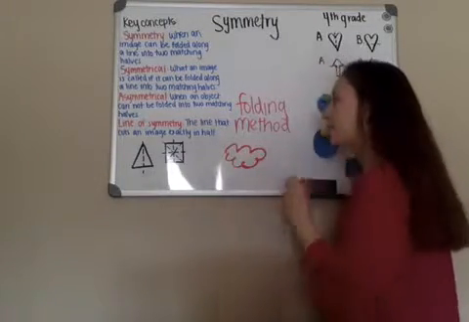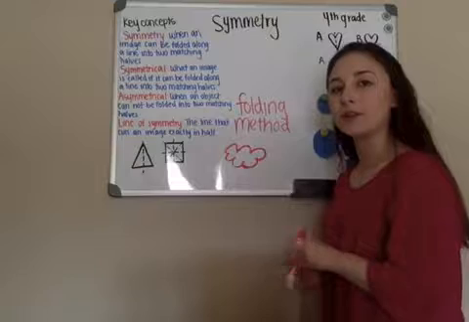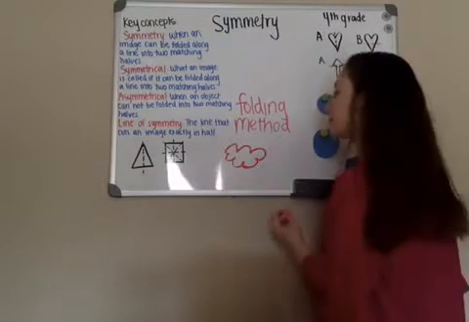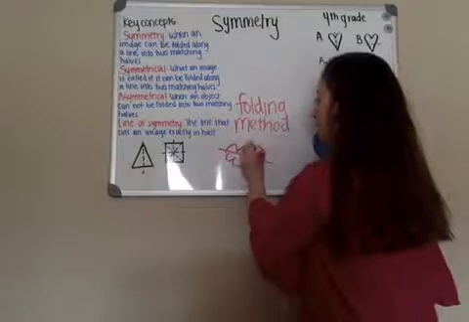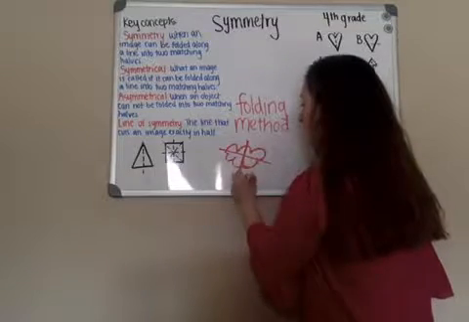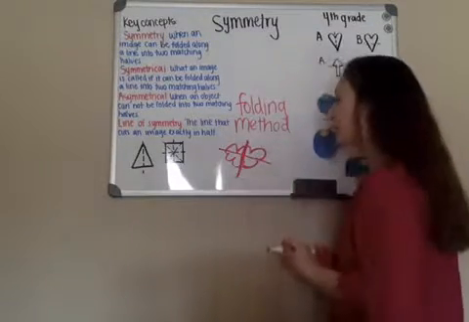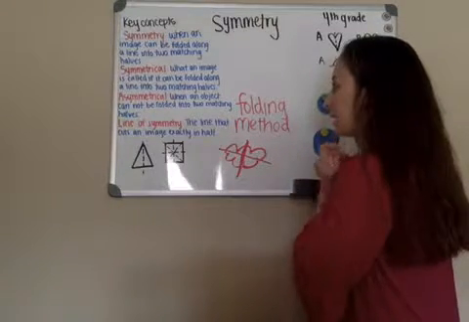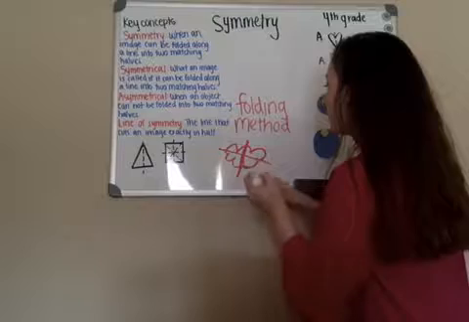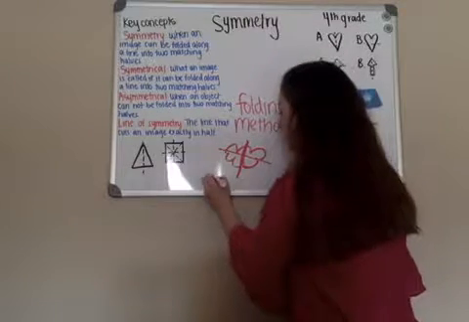Is there any way that we can fold it that will give us two halves that are exactly the same? No. If we folded it this way, those two halves wouldn't be the same. If we folded it this way, those two halves wouldn't be the same. So there's no way for us to find a line that cuts an image exactly in half. And that means that this image right here is asymmetrical.